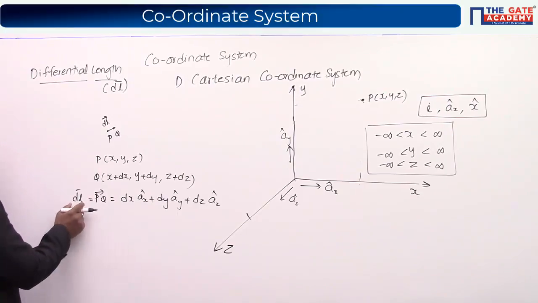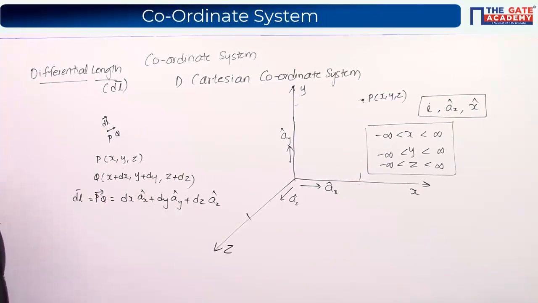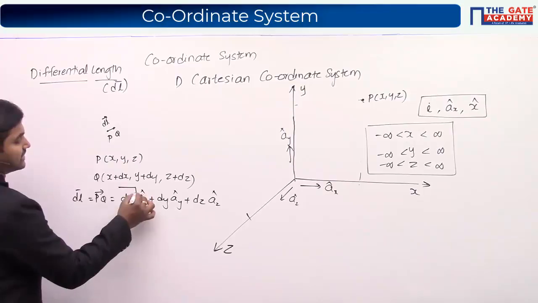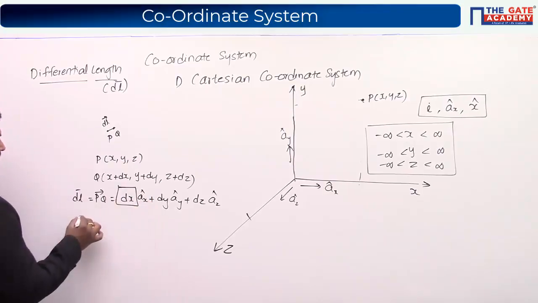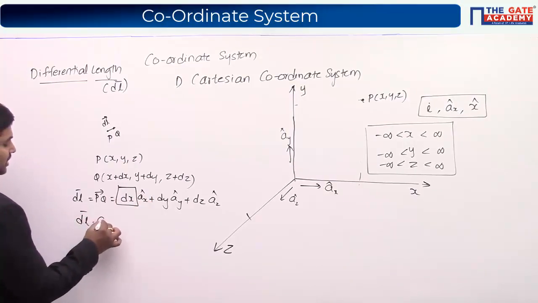What is the component of dl in the x direction? What you simply call is nothing but dx, right? We can also write dl bar in the x direction.